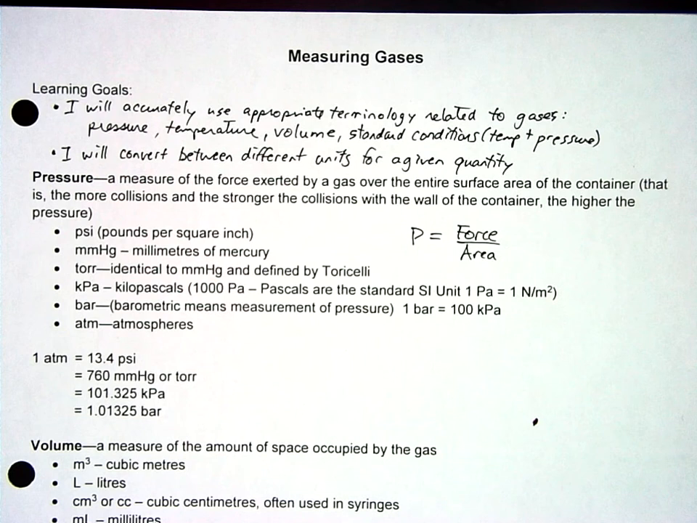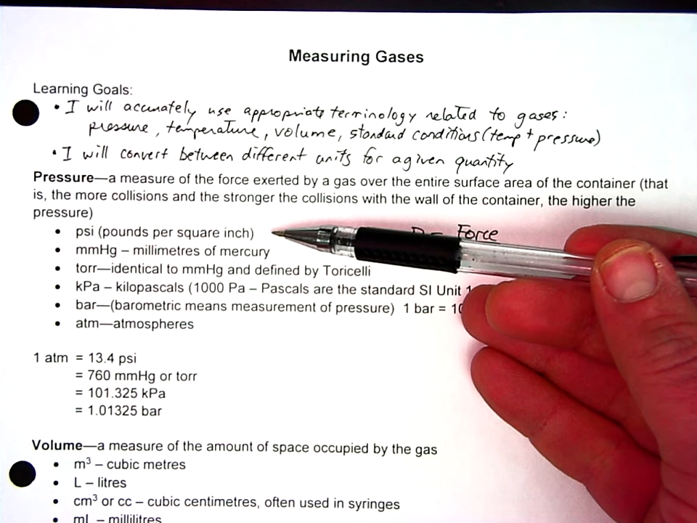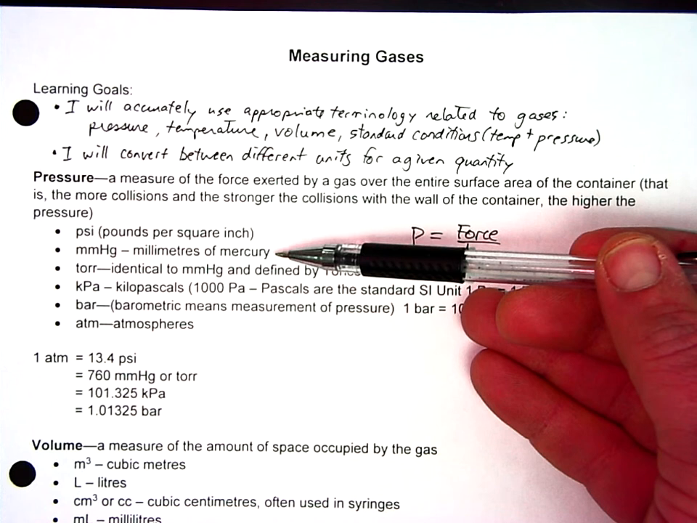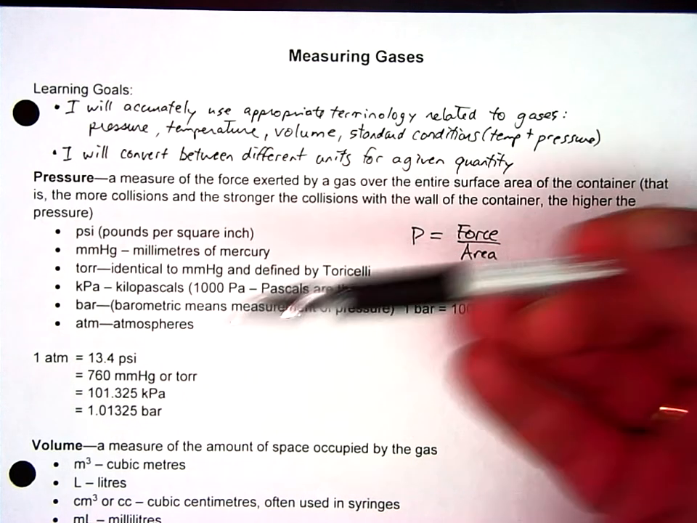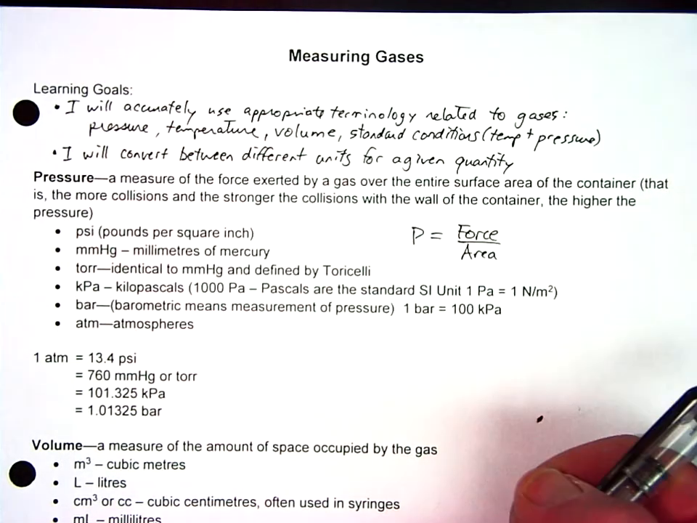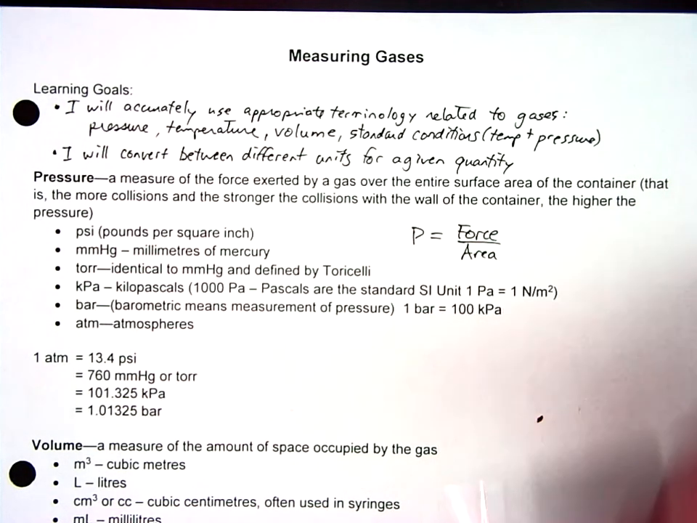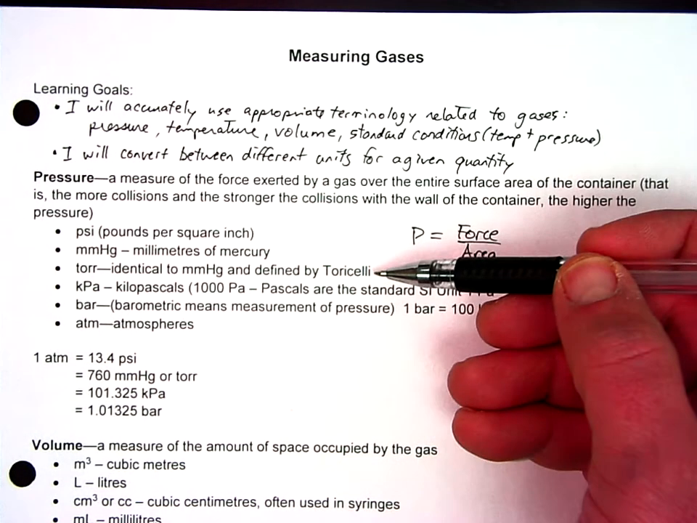Okay, so we have a whole bunch of different units. One common one is pounds per square inch. That's an imperial version. We also have millimeters of mercury, not to be confused with the mercury that's used for temperature gauges. This one's for a pressure gauge. Torr is actually another version of millimeters of mercury. It's identical to it, and it was developed by the scientist Torricelli.